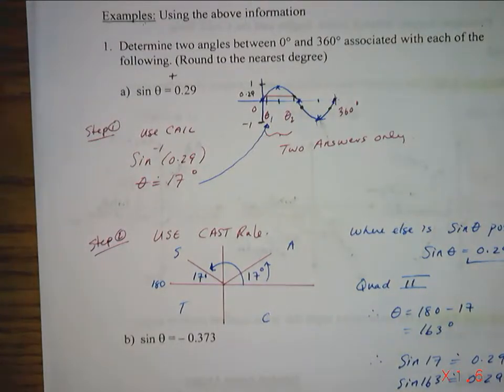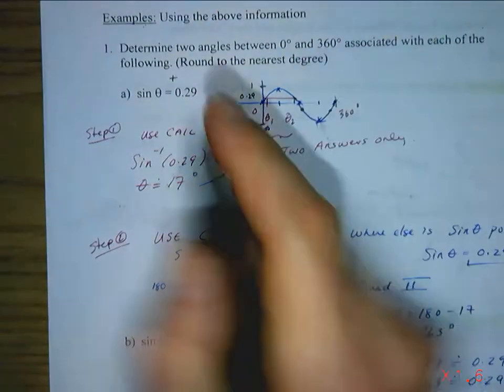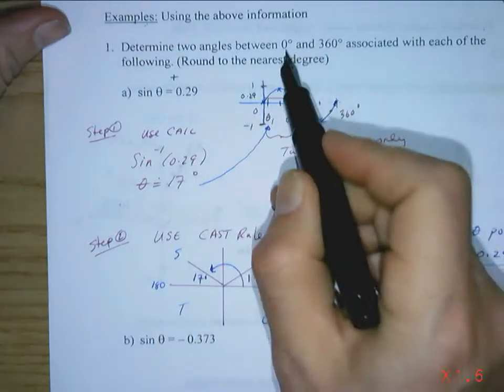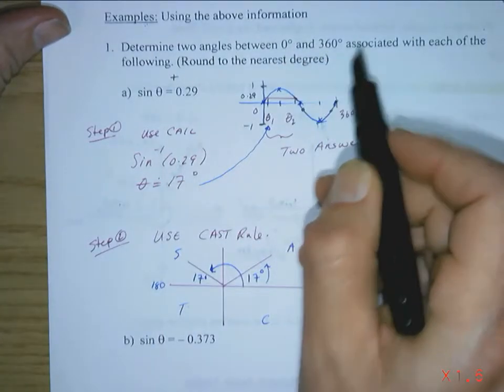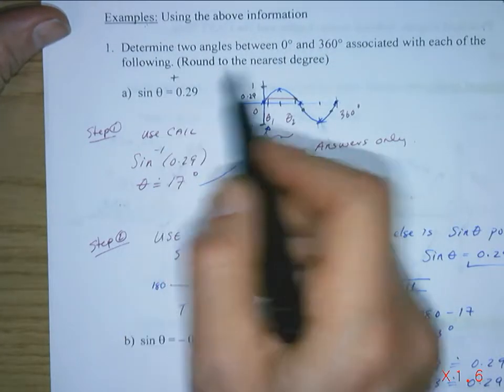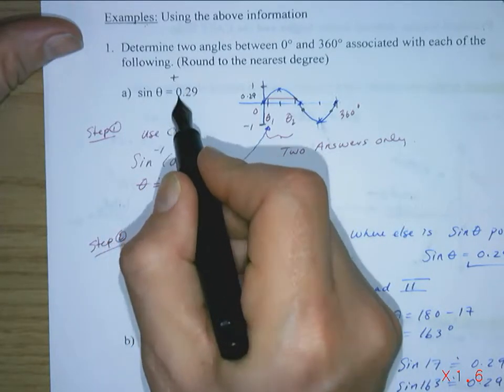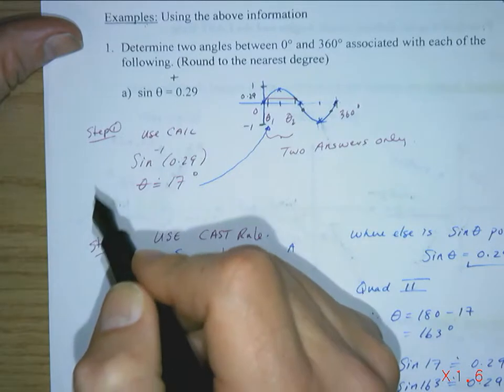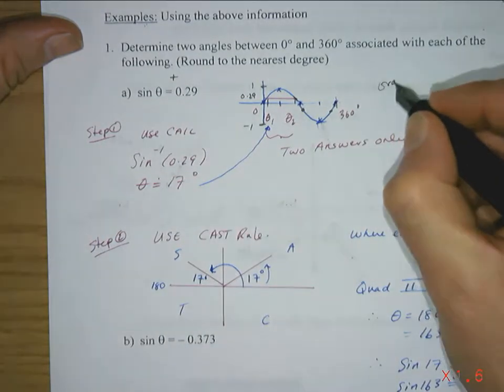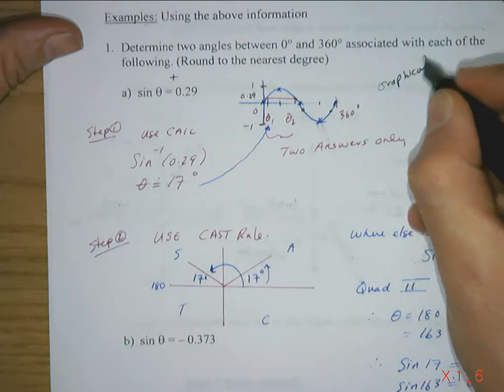Okay, so now how do we use all that information? Determine two angles between 0 and 360 associated with each of the following. Round to the nearest degree. Sine theta equals positive 0.29. Here's a graphical solution.